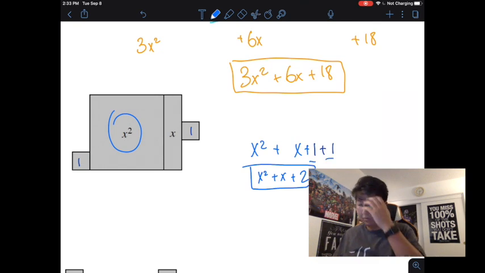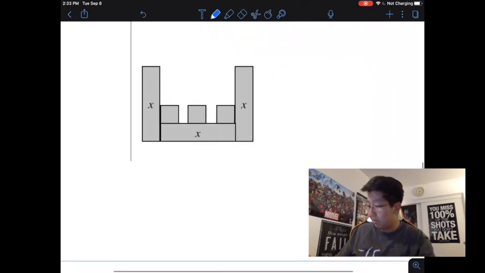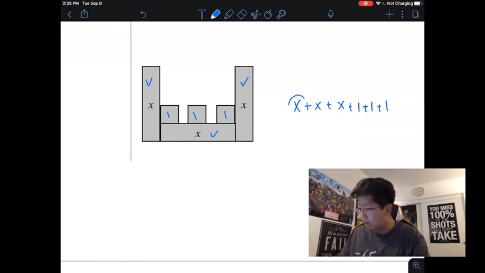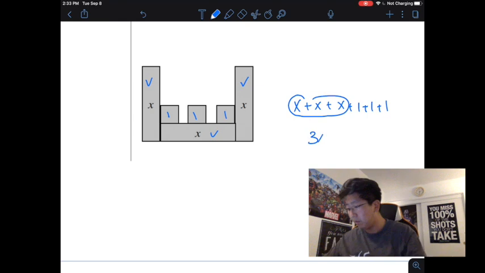Next one. We have an x tile plus x. 3 x tiles plus 1 plus 1 plus 1. And here I'm going to combine the x tiles right here. So I have 3x plus 3. Okay?